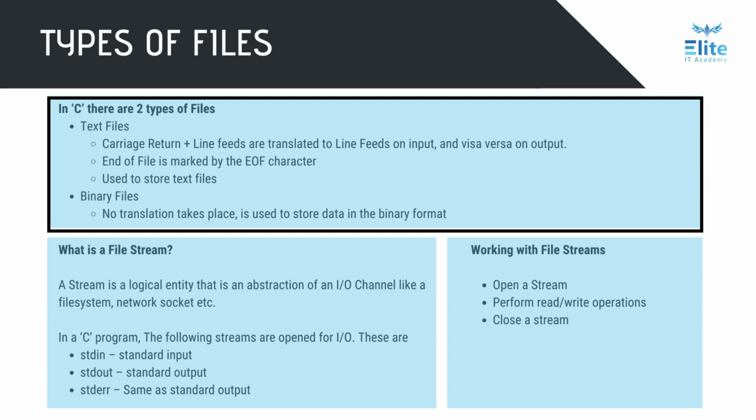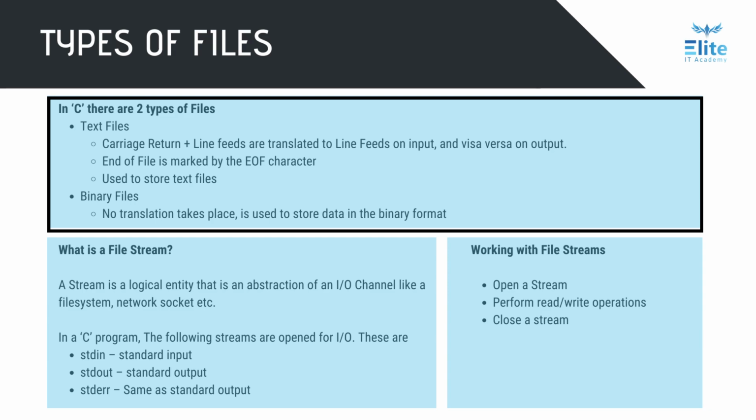Firstly, there are two kinds of files in C, a text file and a binary file. Typically, in a text file, you would store text information. In these files, all carriage return and line feed character combinations are converted into a single line feed on output, and all line feeds are converted to a carriage return plus line feed character on input. Also, the end of file is marked with an EOF character.